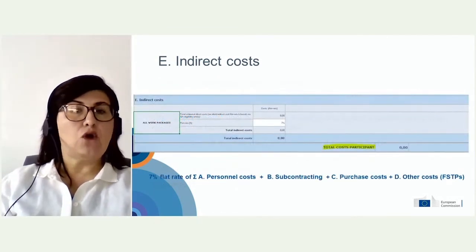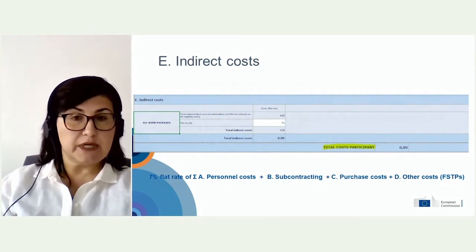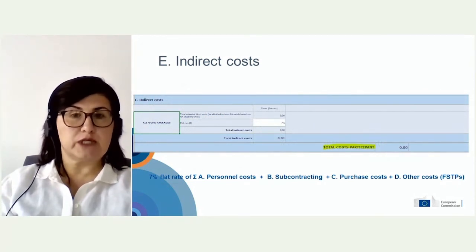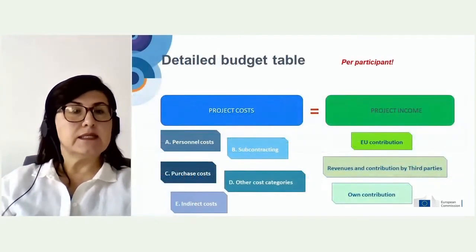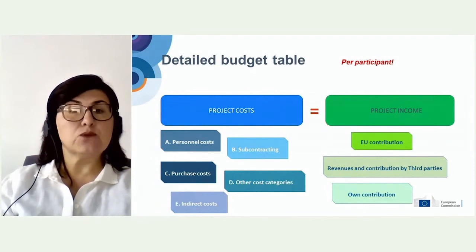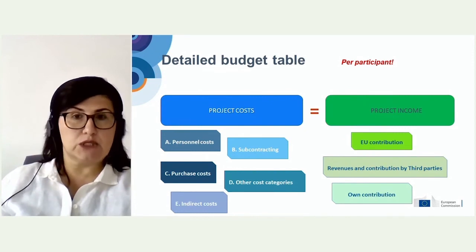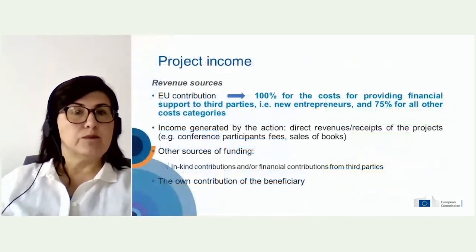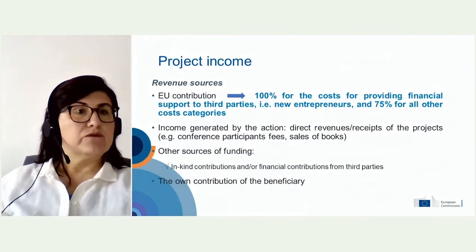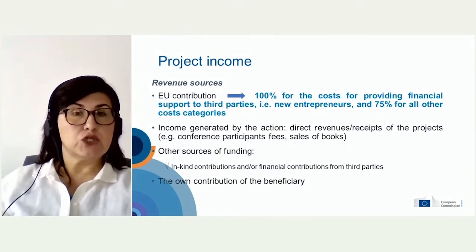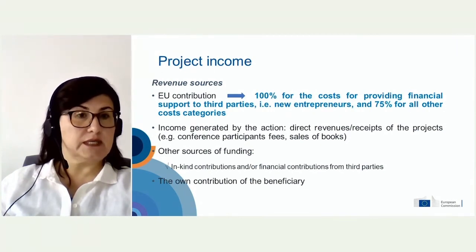At the end of the part in blue, which is related, as said, to the costs for each participant, you will see the total costs. And as said, these costs have to be in balance with the second part of the detailed budget table related to the income of the project, which has to be made up of the EU contribution, so the grant, which covers, as said, at 100% the financial support to new entrepreneurs, at 75% all other cost categories.